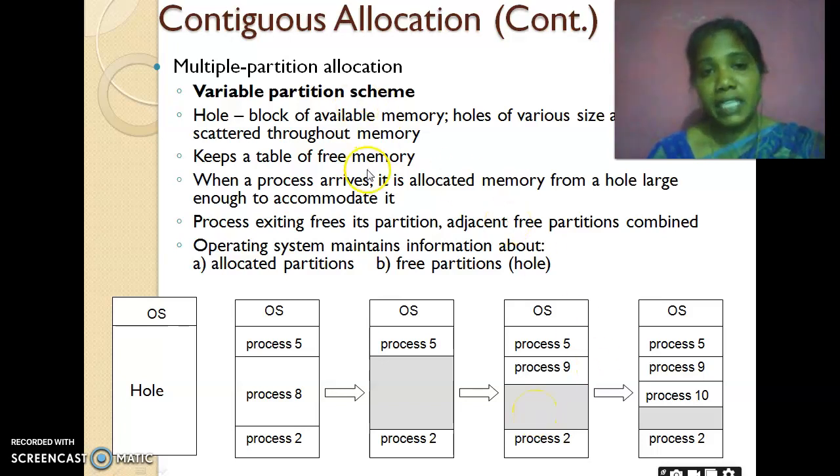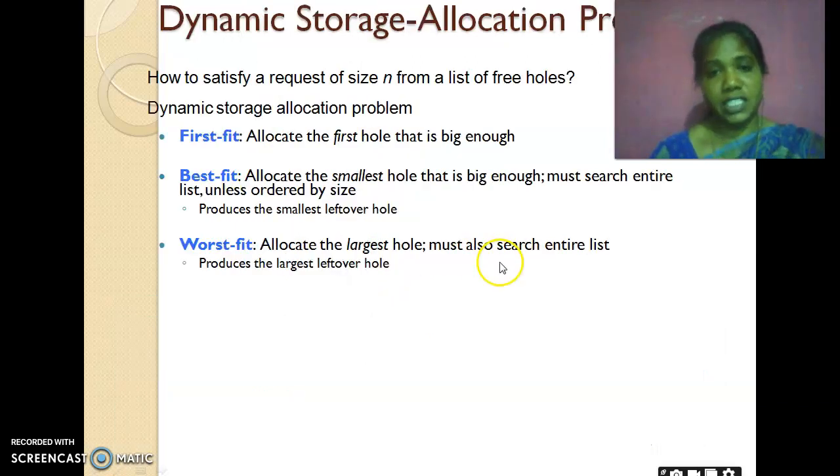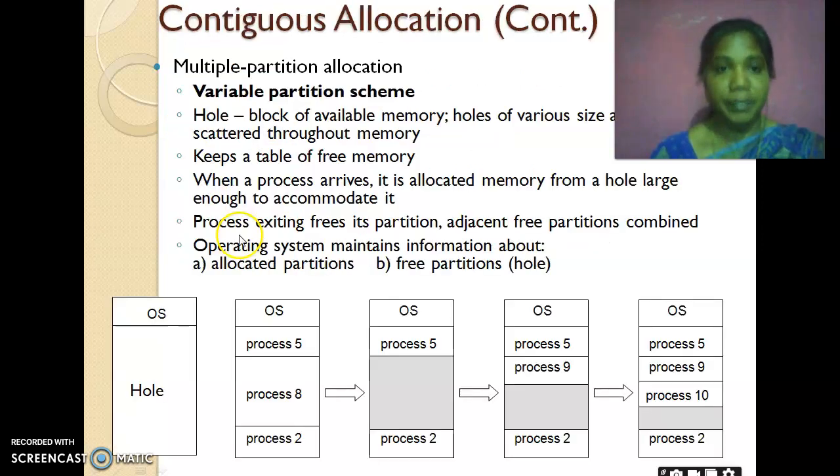Then the operating system keeps a table of the free memory. That means it maintains information about allocated partitions and free partitions. How to satisfy a request of a given size from the list of free holes is the dynamic storage allocation problem. The strategies are first fit, best fit, and worst fit. That means it searches the memory to find where a hole is available.